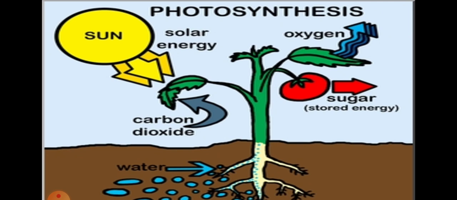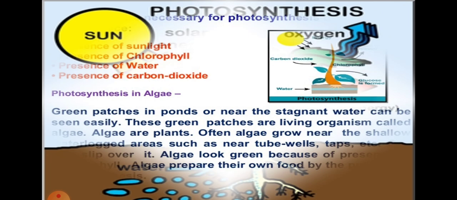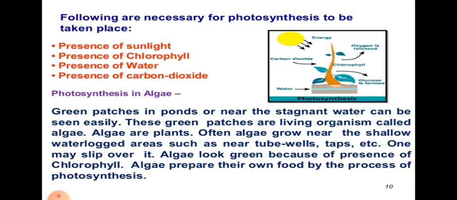plants receive water from the soil, and in the presence of sunlight and carbon dioxide from the atmosphere, they prepare their food in the form of glucose and release oxygen, which is utilized by all living organisms for their survival. So here are some conditions necessary for photosynthesis. The following are necessary for photosynthesis to take place.